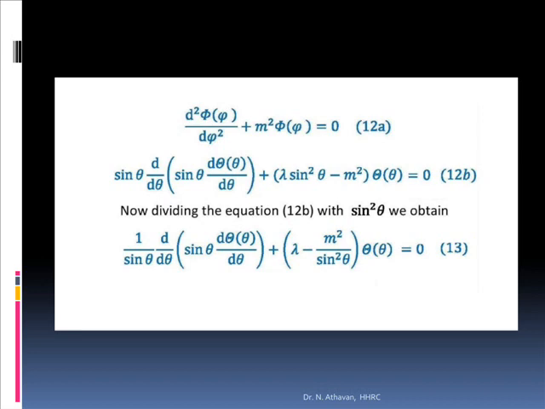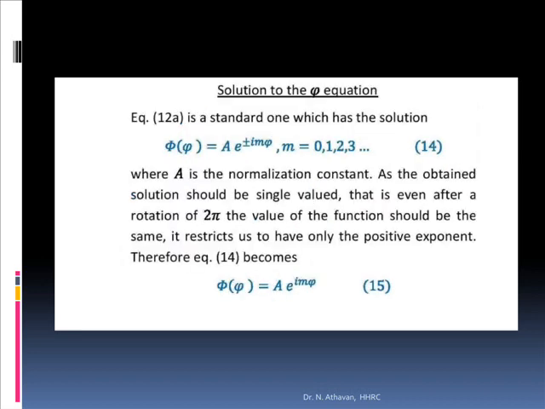So these are the two equations in our hand now. So we have to look for solution. So now the solving of rigid rotator problem turns out to be just solving of equation 12a and equation 13 only. They have to be solved subject to the boundary and admissibility conditions. First, we take up the phi equation because it is simpler in structure.